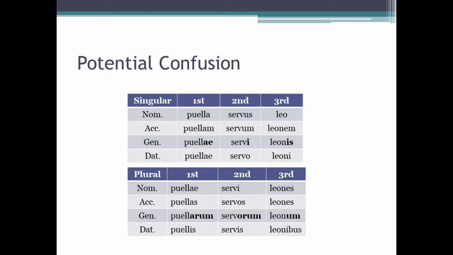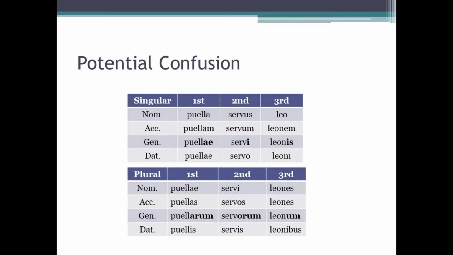So now that we've covered the genitive case, I would just like to draw your attention to one potential confusion. If you have a look at the full noun table below, you may notice that some of the genitive endings are the same as the endings of other cases. For example, in the first declension, the genitive singular, dative singular, and nominative plural forms of puella all end in ae.